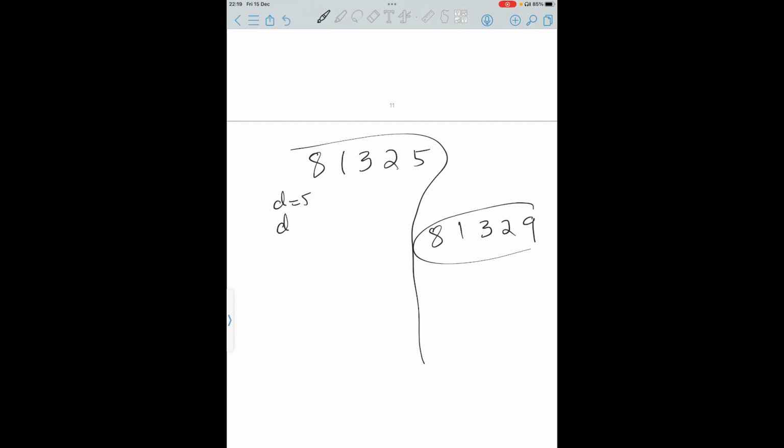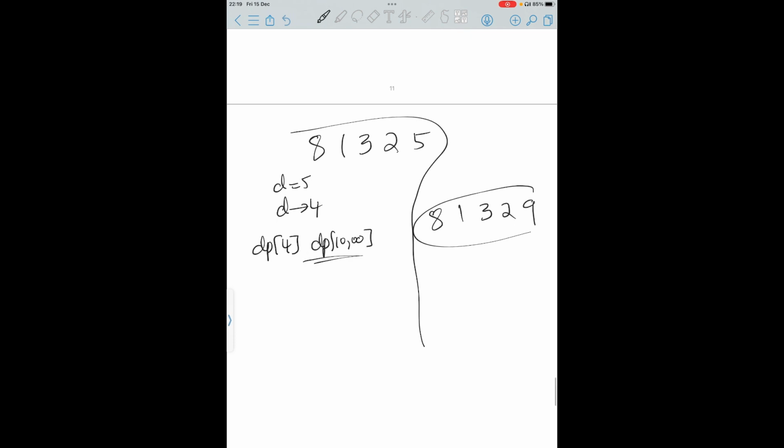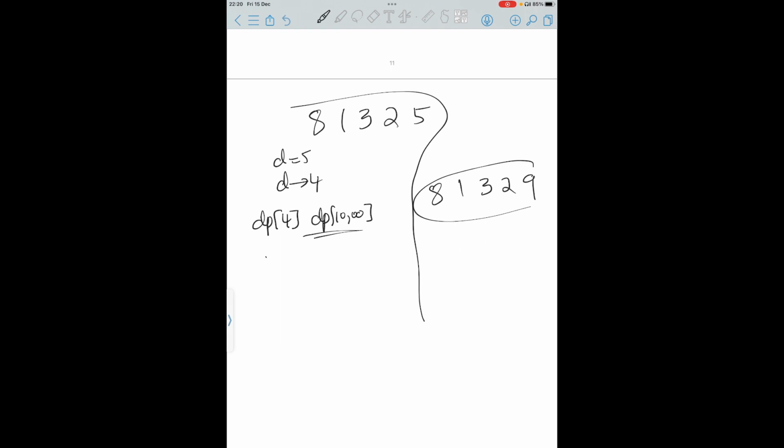Decrement D. Now D becomes 4, and look in the DP table, DP of 4, which is DP of 10,000. You store them in a variable, keep it aside. Now you know all the 1, 2, 3, 4-digit numbers. So you know all the 4-digit numbers that satisfy the given property. You just have to find from 10,001 to the given number, 81,325.